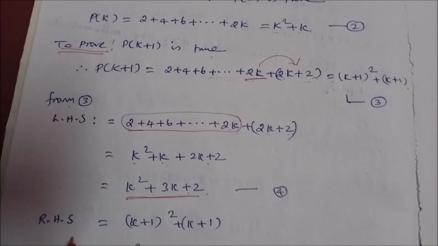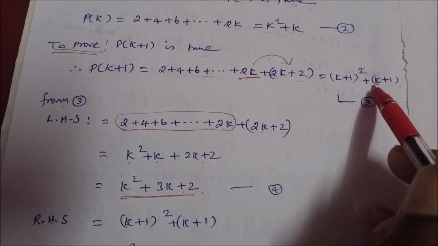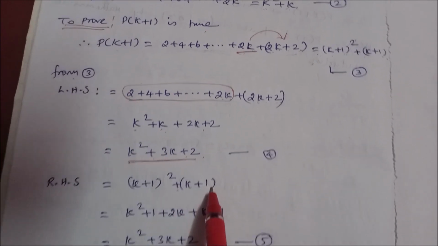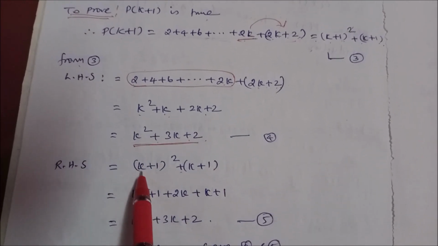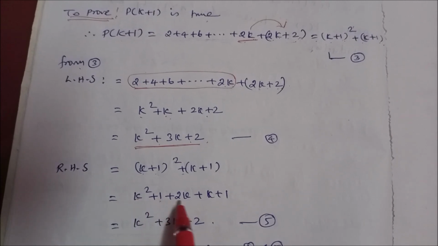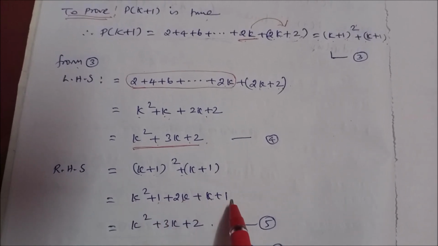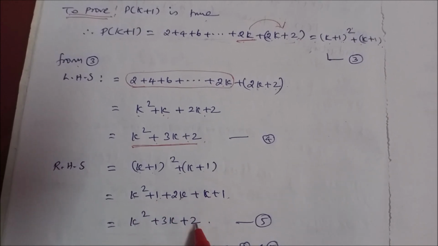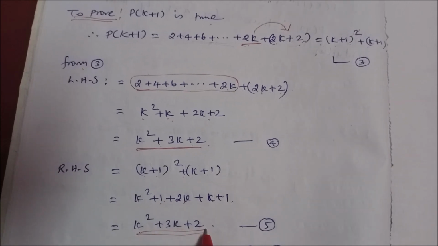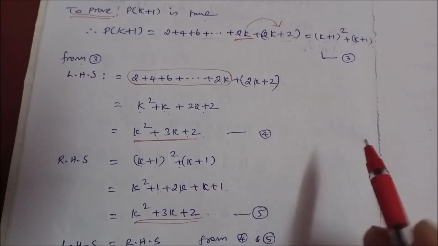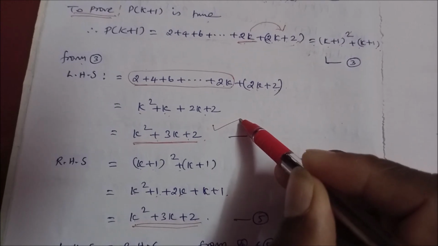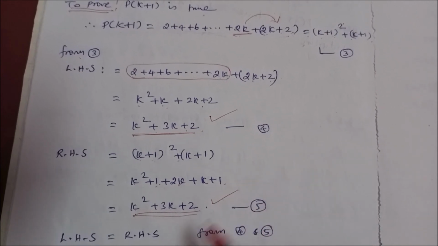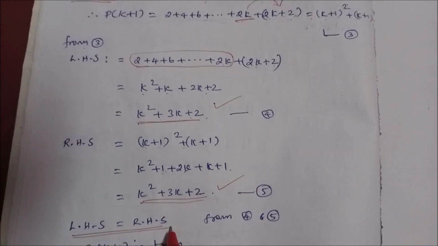Then take the RHS term: k plus 1 whole square plus k plus 1. Expanding a plus b whole square as a square plus b square plus 2ab, we get k square plus 2k plus 1 plus k plus 1, which is k square plus 3k plus 2. This is the RHS term of P of k plus 1. The LHS value is k square plus 3k plus 2 and the RHS value is k square plus 3k plus 2. Both are equal.